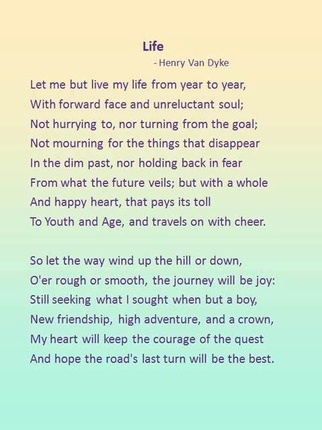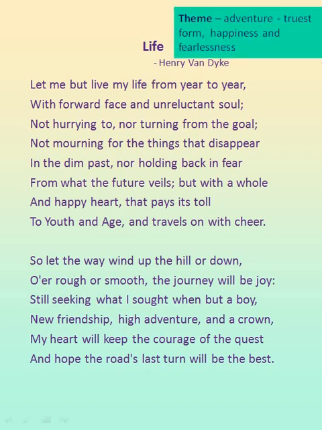Dear students, in this video, we shall see the poetic devices used in the poem Life written by Henry Van Dyke. The poet explores the theme of nature, that is life in its purest form, as an adventure. He aspires to live a happy and courageous life. He doesn't want to rush or stray from his purpose. He does not want to be sad about the things he has lost. He desires to live his life with a whole and happy heart that joyfully goes with him from youth to age.